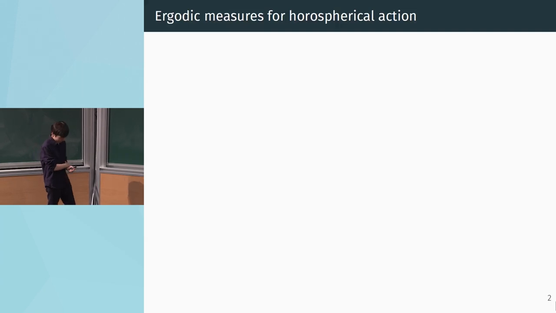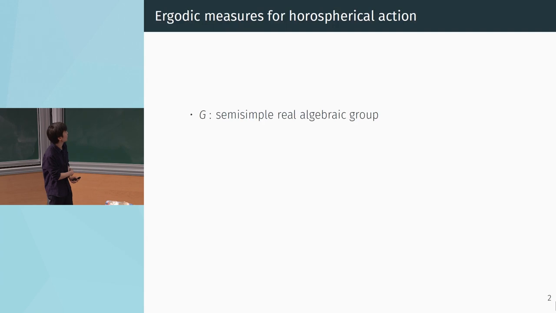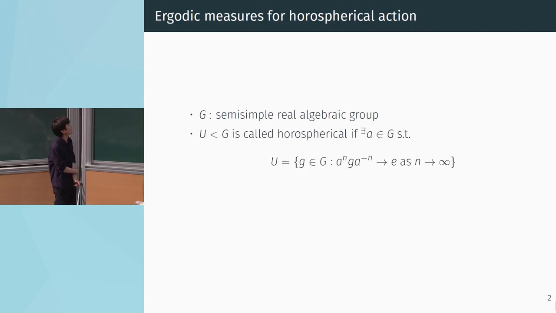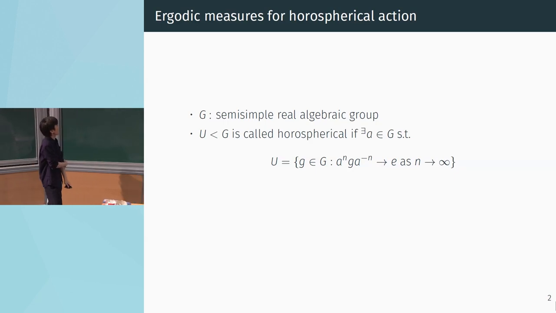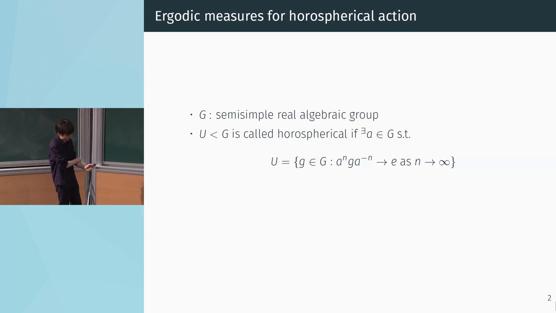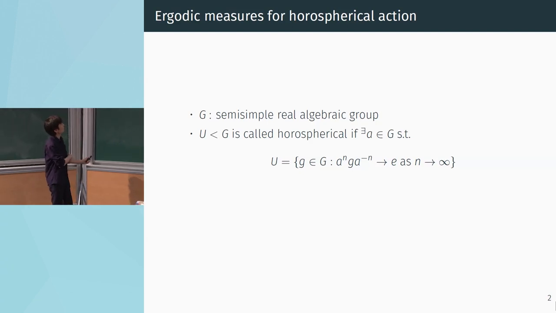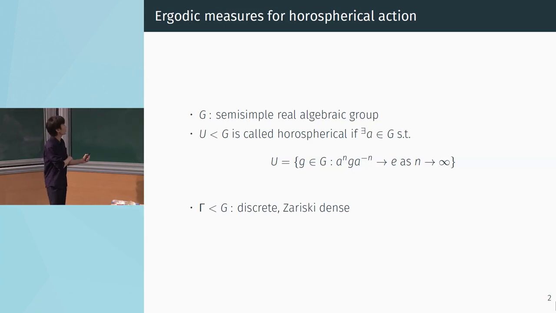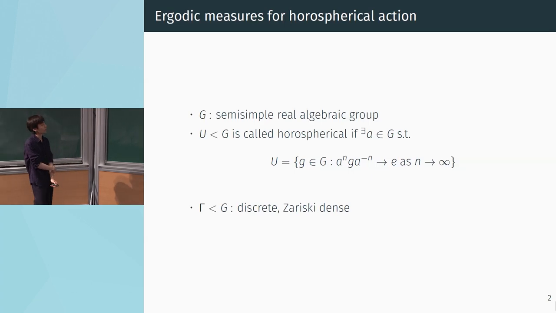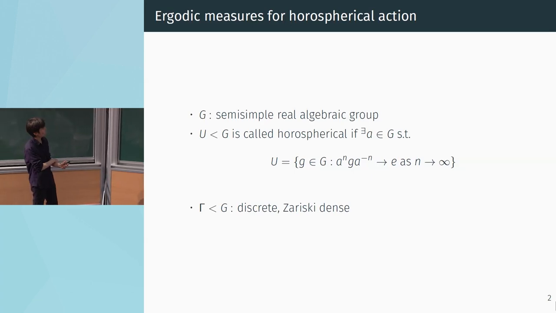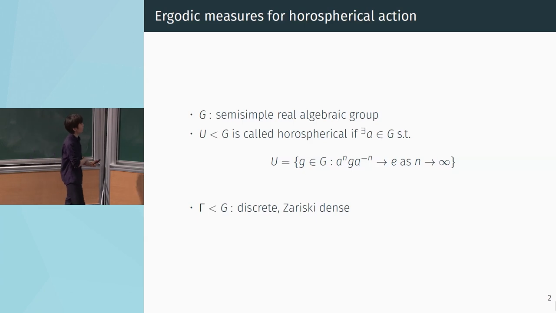Okay, so let me start by explaining the setup. So we have a semi-simple real algebraic group G. And so now what's a horospherical subgroup? One way to define this is to say that your group is horospherical if there exists a group element such that your group consists of exactly those elements which get contracted to the identity when you iterate this conjugation map. And I'm going to call a horospherical subgroup a maximal horospherical subgroup if it is a maximal element among all the horospherical subgroups. And gamma is going to be a Zariski dense discrete subgroup.